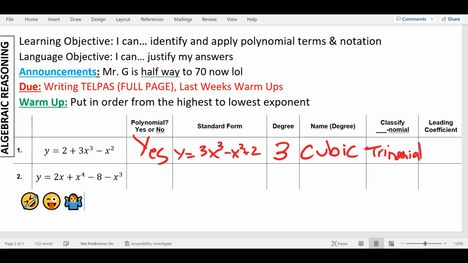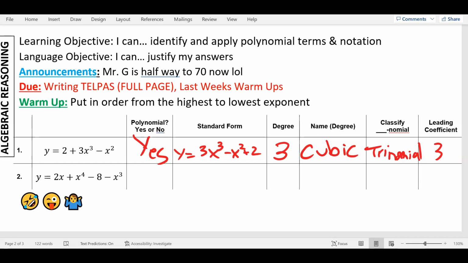Trinomial. Now, leading coefficient. What is the first coefficient? Which 3? Up here? Down here? The coefficient, right? 3 in front. But the number out front, once you reorder it, is the leading coefficient.